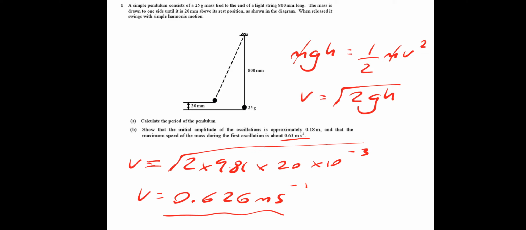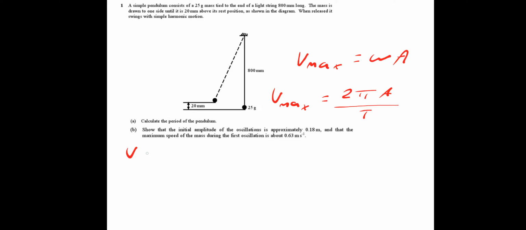Then we need to calculate the amplitude, so I'm going to clear this again. Remember to pause or rewind at any point if you need to. So Vmax is equal to omega A. It's an equation that we've looked at previously in simple harmonic motion. We calculated the time period earlier as 1.79 seconds, so we're going to use Vmax equals 2 pi A over T. So to get the amplitude, it's Vmax times the time period divided by 2 pi. And that will give us A.